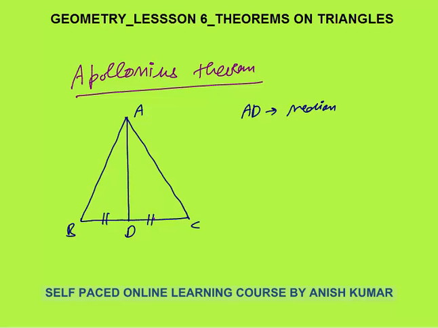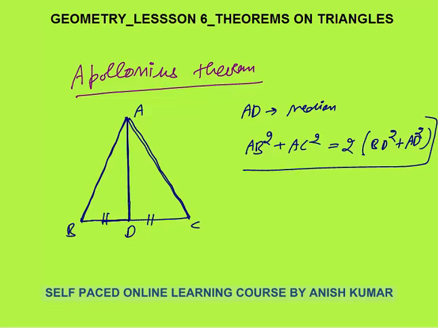Next and the last is Apollonius theorem. This theorem says that if AD is the median in a triangle ABC, then we can find the length of AD by this theorem: AB square plus AC square will be equal to twice of BD square plus AD square. That is the Apollonius theorem. Instead of BD you can also use CD square, because BD and CD are the same.